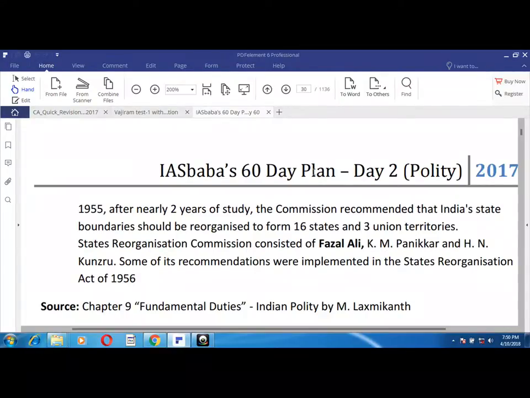Again, the State Reorganization Commission consists of Fazl Ali, K.M. Panikkar and H.N. Kunzru. Some of its recommendations are implemented in the State Reorganization Act 1957.